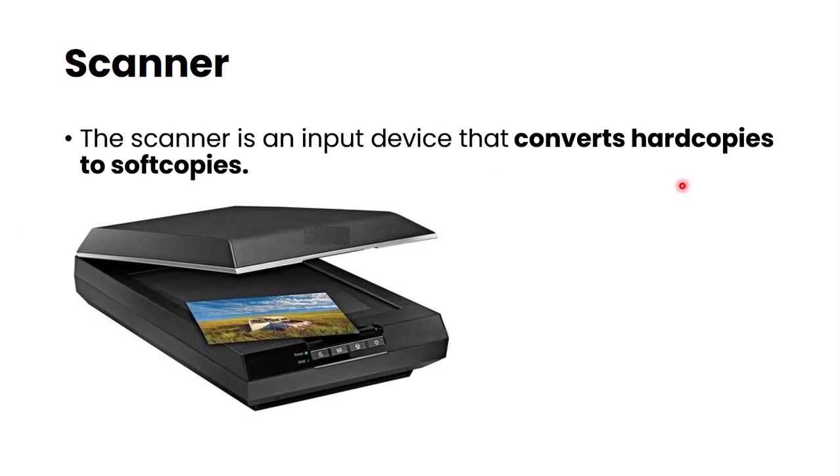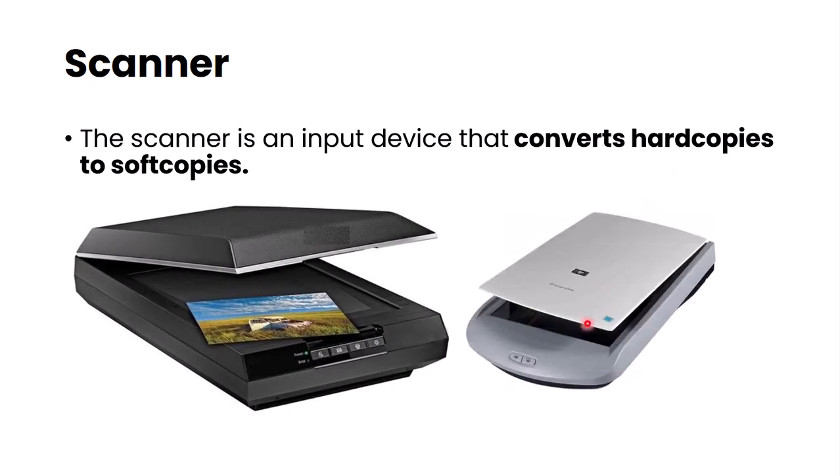So this is a picture of a scanner. This is another picture of a scanner. A hard copy is a copy that you can touch and see and feel, like when you print something on paper. Whatever you display on the screen that you cannot handle like a paper is a soft copy. But what you print on paper is known as what? Hard copy.